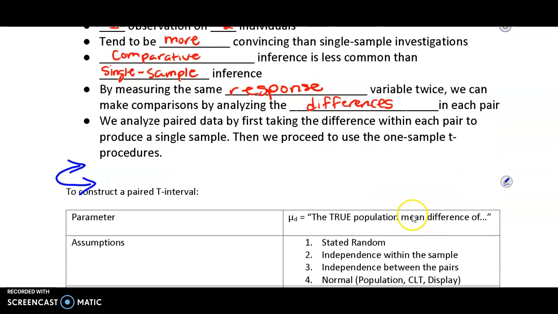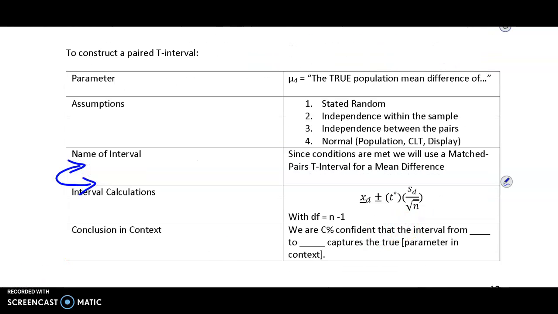All right. Now, to compare a paired t-interval, we are still going to use our PANIC model, and we're still going to do our state, plan, do, conclude. So remember, the state is the parameter, and here we now are trying to estimate mu d, the true population mean difference of insert here. In our plan step, we'll check our assumptions, and we'll name the interval.